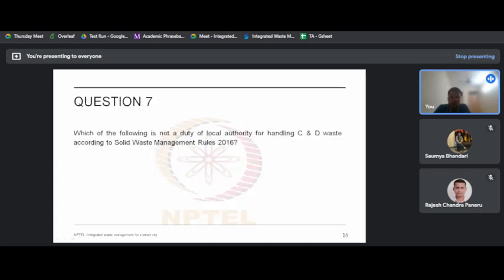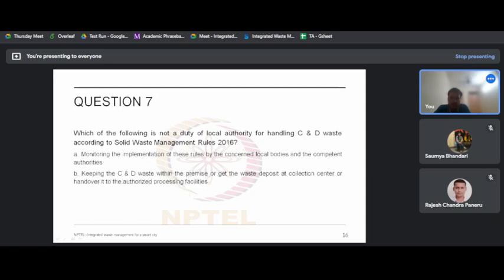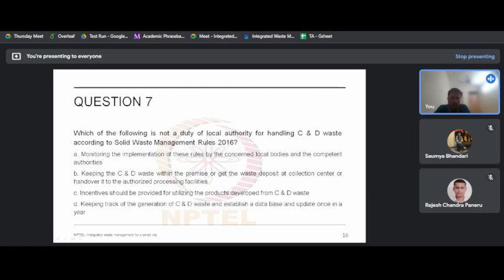Which of the following is a duty of the local authority for handling C&D waste according to Solid Waste Management Rules 2016? The given options are: monitoring the implementation of rules by the concerned local bodies; keeping the C&D waste within the premise and handing it over to the authorized processing facilities; incentives, provision for the products developed from C&D waste; and keeping track of the generation of C&D waste and establish a database and update it once in a year. Can I have some response for this?